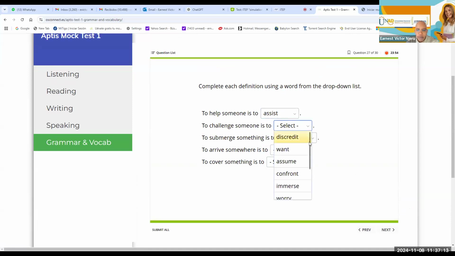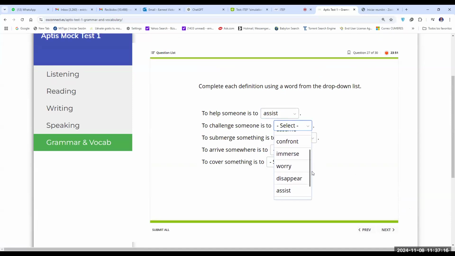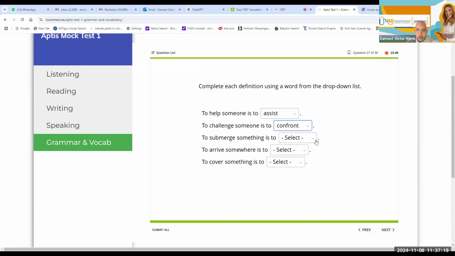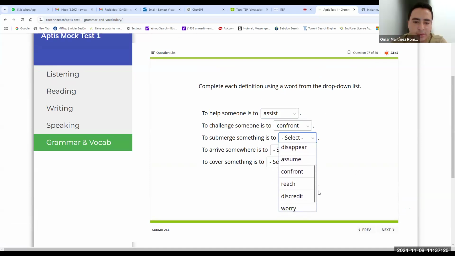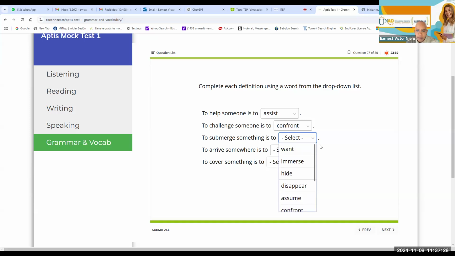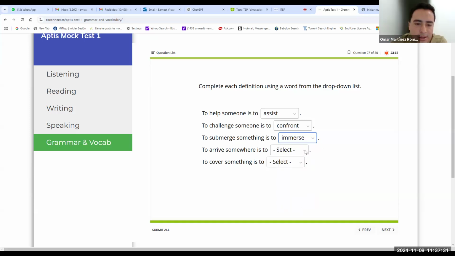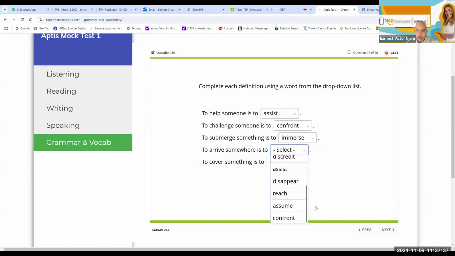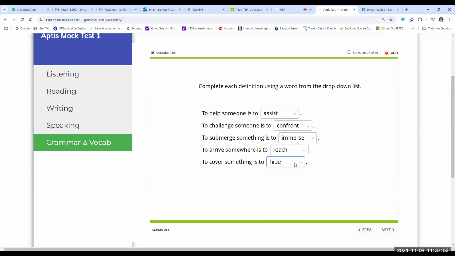To challenge someone is to confront. Very good. To submerge something is to immerse. To arrive somewhere is to reach. Very good. Okay. To cover something is to hide. Very good. Yeah, exactly. It's hide. And then you come.